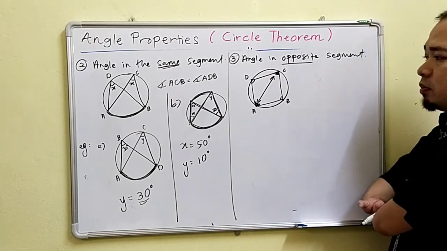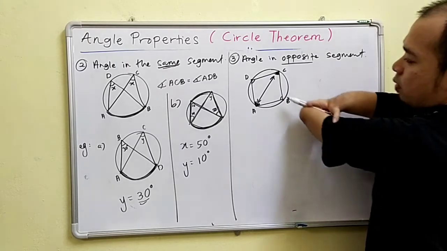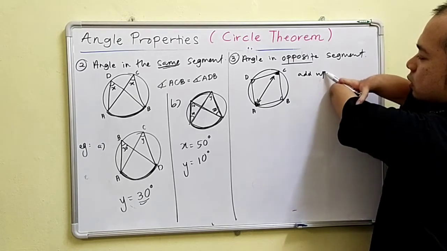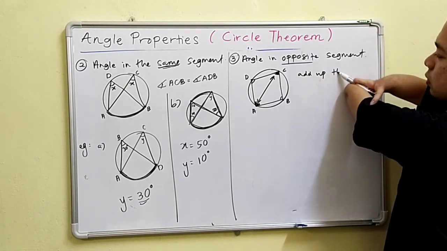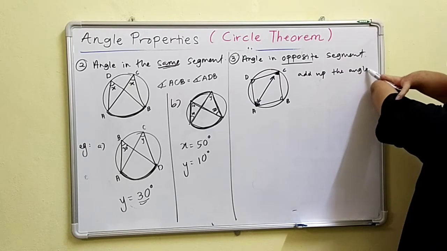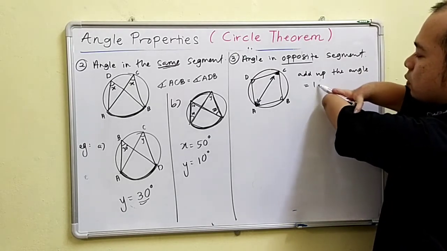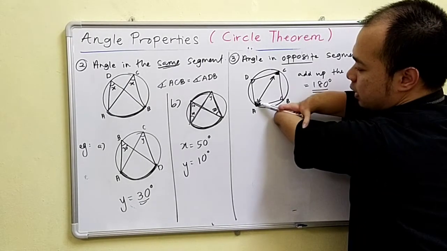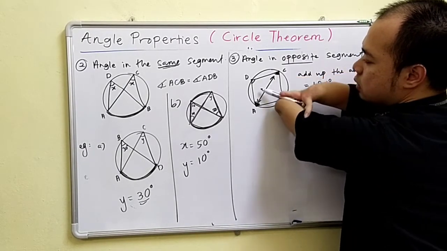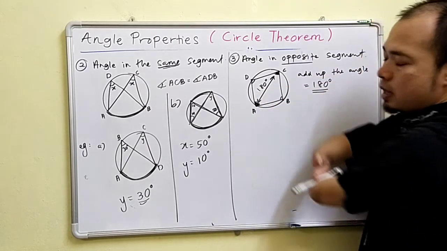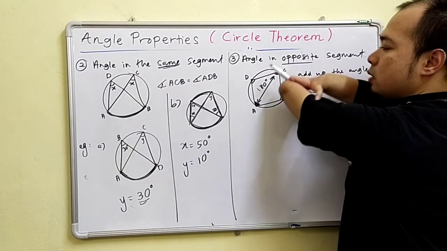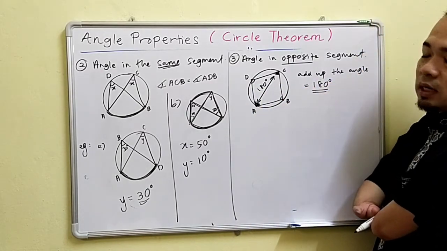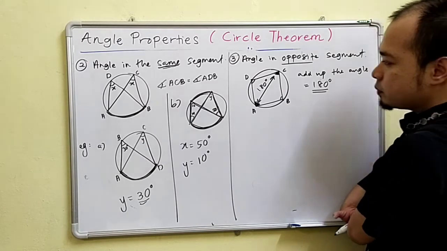What does it mean by supplementary to each other? It means that when you add up the angles, it will be 180 degrees. So angle A, when you add with angle C, it must be 180 degrees. Angle B, when you add with angle D, the opposite to each other, they must be 180 degrees also.